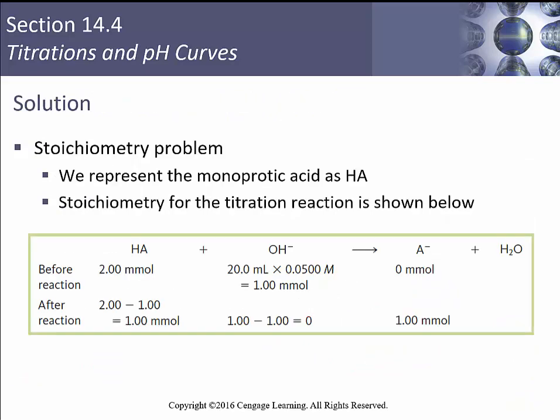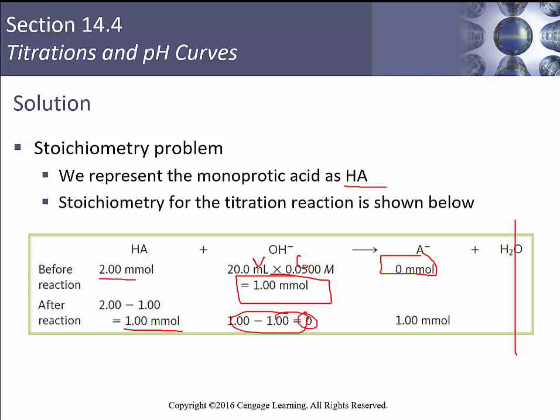So we're going to represent the monoprotic acid as species HA, and the stoichiometry is going to be as follows. So before we had 2 millimoles. We're going to add in some hydroxide. How much hydroxide? Volume times concentration. We're adding in 1 millimole. We had no A minus to start with. We don't really care about the water. After our reaction, we're only going to have 1 millimole of HA left. All of the hydroxide gets consumed, it's 0, and our A minus is going to be 1 millimole.